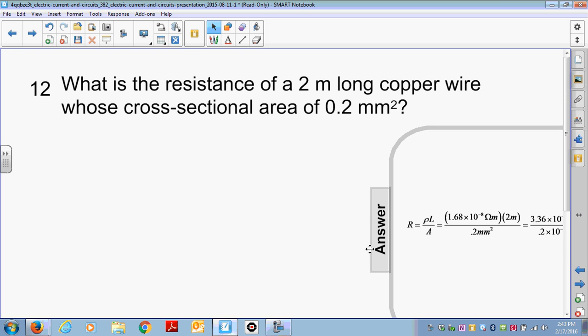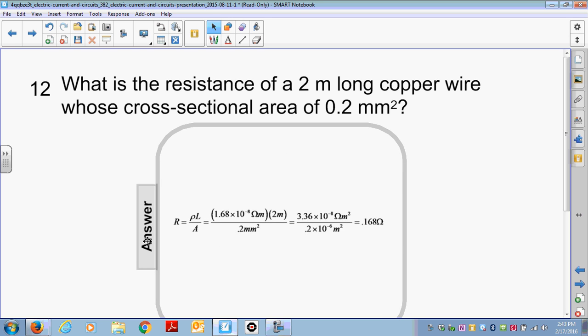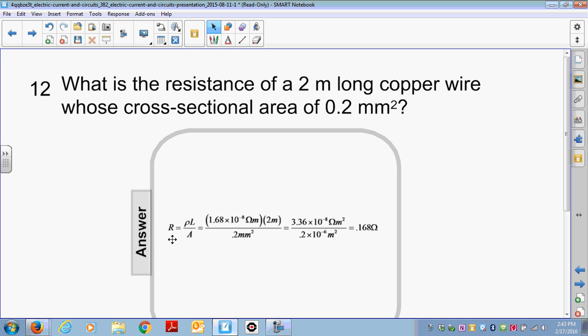Okay, so let's take a look at your answer. The resistivity actually is 1.68 times 10 to the minus 8. Because it's copper, you need to look that up on the table. The length is 2 meters, and we needed to convert the 0.2 millimeters squared. It ends up being 0.2 times 10 to the minus 6 meters squared. When you take the numerator and divide by the denominator, you end up with 0.168 ohms as your answer.